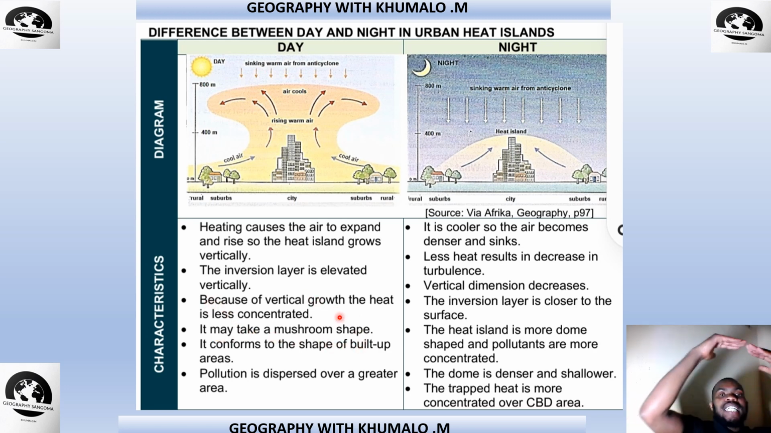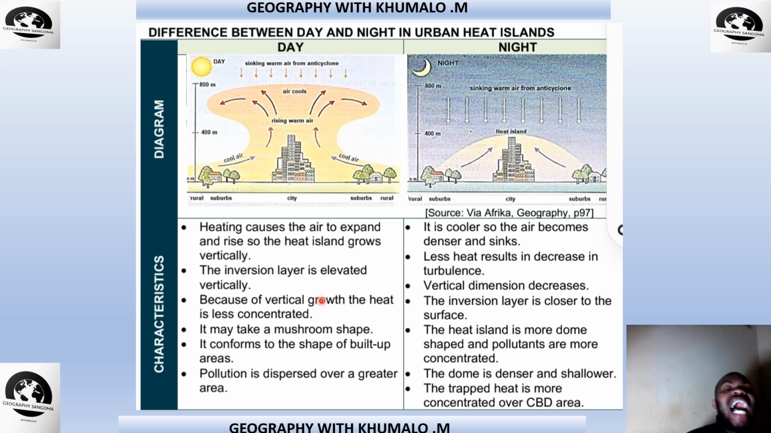So we are going to get a mushroom-shaped urban heat island during the day, and it conforms to the shape of the built-up area. The pollution is dispersed over a greater area, so a lot of pollution is moving across that urban heat island.